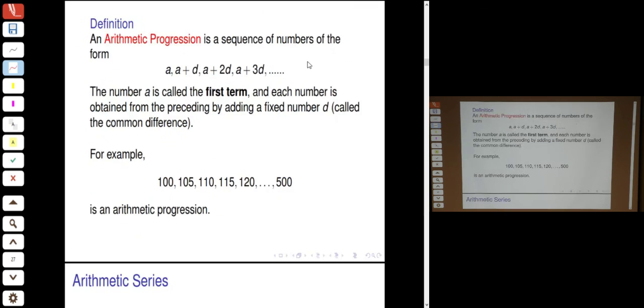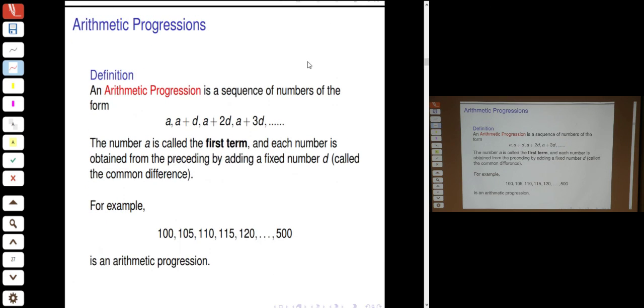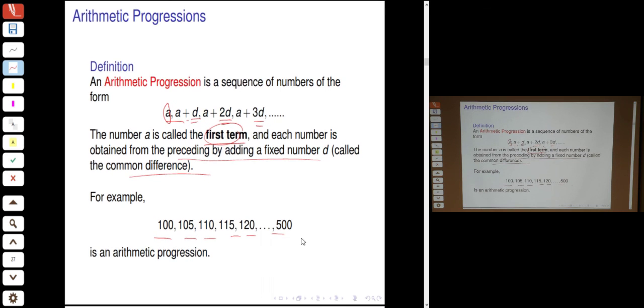So let us do a bit of arithmetic and geometric series, and then at that point we will call it a day. An arithmetic progression is a sequence of numbers where you start from a certain starting number, or the first term called a, and from this first term you keep growing by equal amounts linearly in every step. So a plus d, a plus 2d, a plus 3d, and so on. Each number is obtained from the preceding one by adding a fixed number d called the common difference. So for example, 100, 105, 110, 115, 120, and so on is an arithmetic progression. The first term is 100, and the common difference, which is the increment in every step, is 5.